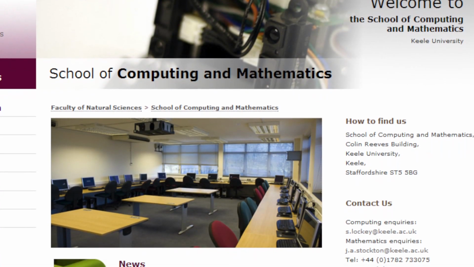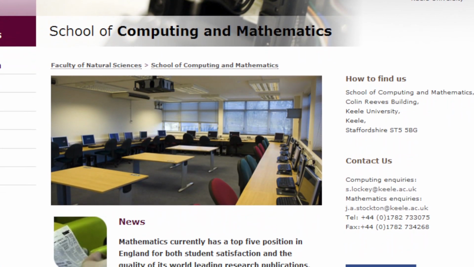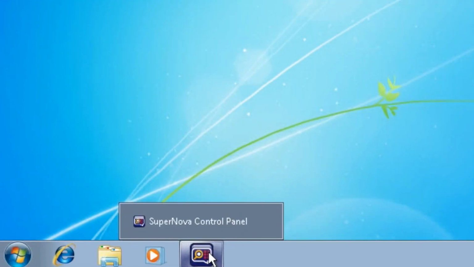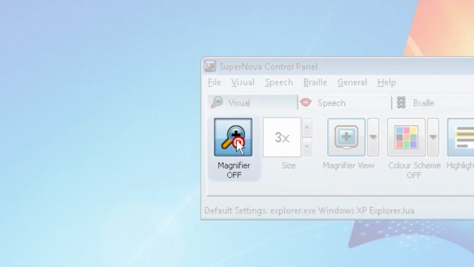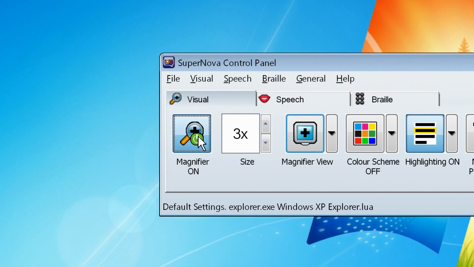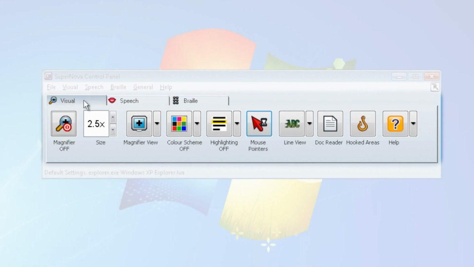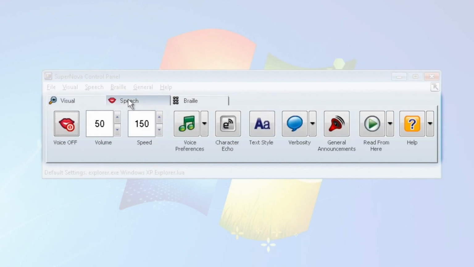At Keele, we use SuperNova in our labs and in our libraries. And I think the reason why they've chosen that is because it caters to everyone. I can come along as a screen reader user, yet at the same time, someone who's partially sighted can come along, they can use the same software, but they can use the magnification part. So from a logistical point of view, it's so much easier just to have that one piece of software that you can install and you know that it caters for everyone.